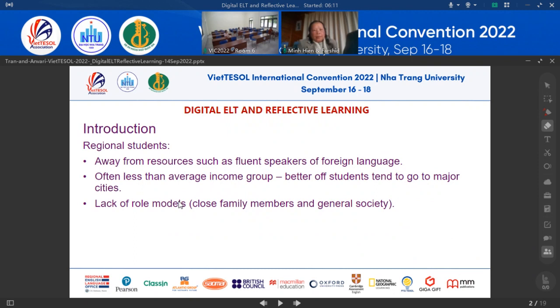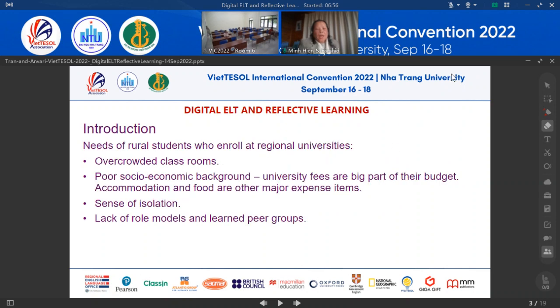We're teaching students mainly from a regional university. The regional students have a common problem: they are away from resources such as fluent speakers of a foreign language. They are often in a less than average income group because most of the better students tend to go to major cities like Hanoi, Saigon, Da Nang, Huế, or Nha Trang. So the regional students are generally not as good. That's what I can say. They also lack models, in family and in society in general.